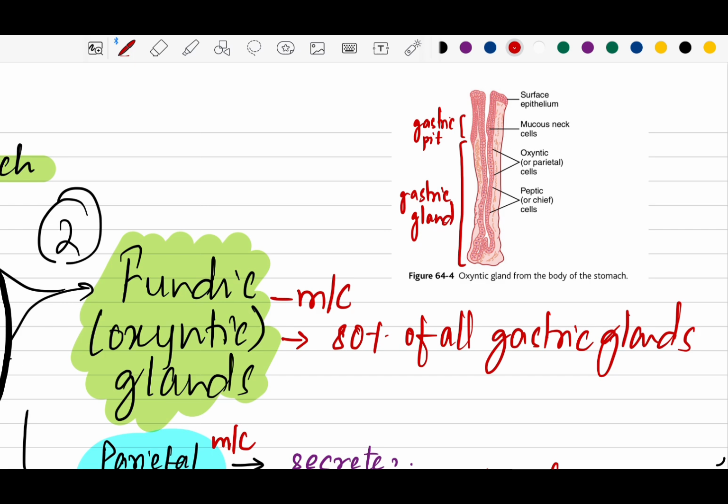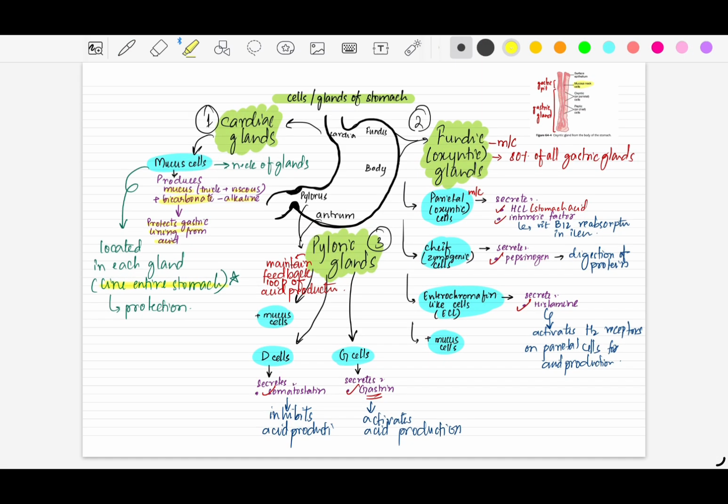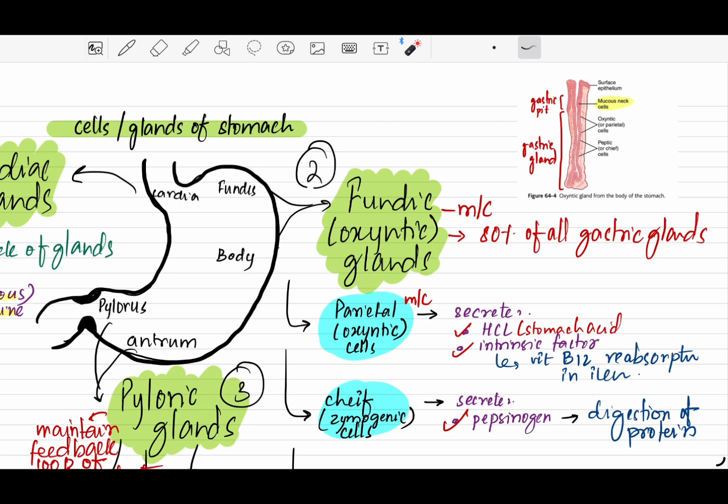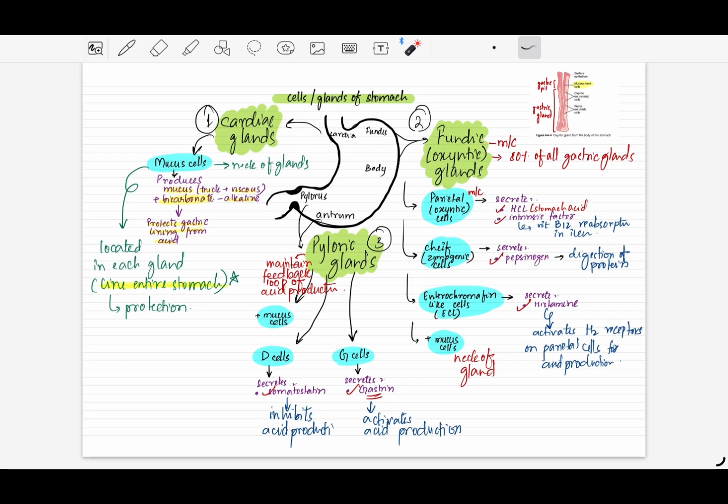Now you can notice here that it is mentioned that we have mucous neck cells. So the mucus cells that are located in the fundic and the pyloric gland, both of them are located in the neck of the gland, which means that after the surface epithelium, we are first going to have the mucous neck cells, followed by the specific type of cells that each type of gland contains. For example, the fundic gland would consist of the parietal, chief or the ECL cells, while the pyloric gland will consist of the D or the G cells.